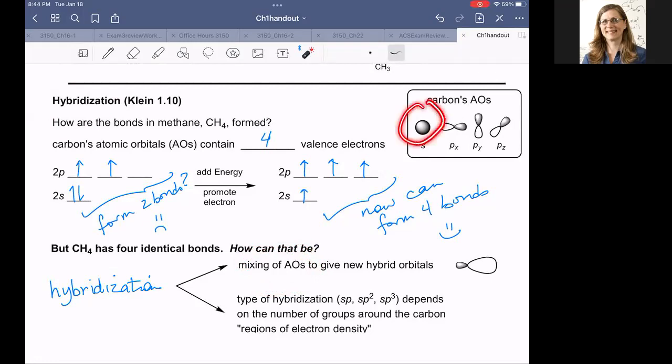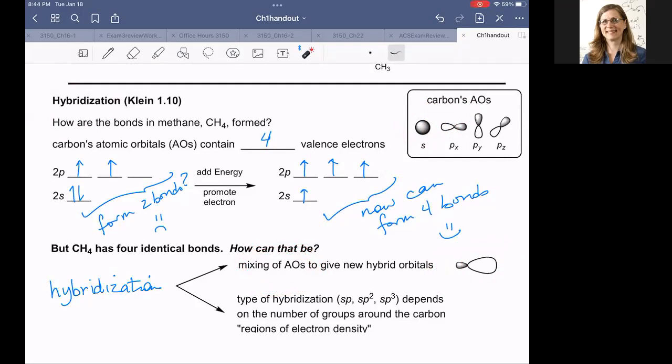And so this is an S orbital, which is spherical, and a P orbital is dumbbell shaped. And so what do these hybrid orbitals look like? It has two lobes, but one of them is more spherical. One of them is kind of larger. So it looks something like between an S and a P orbital. This is what our hybrid orbitals look like.